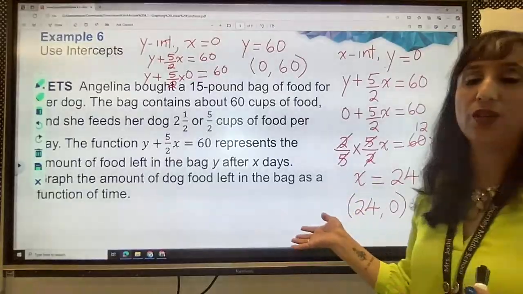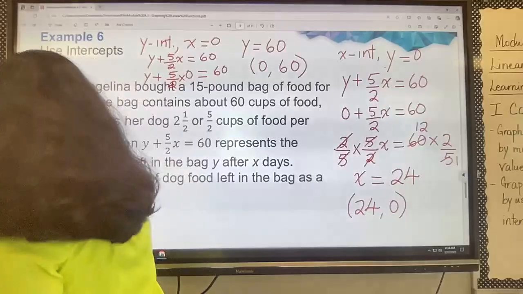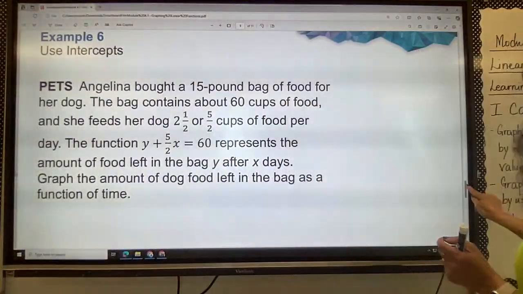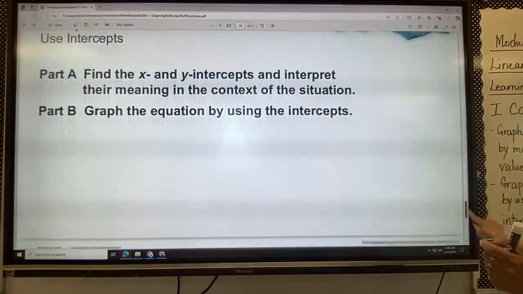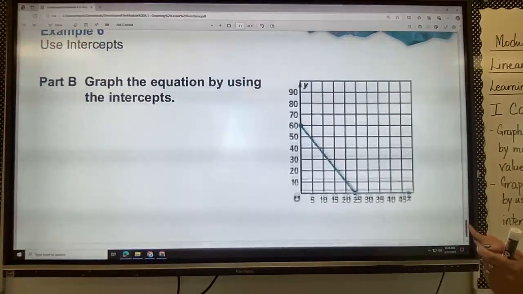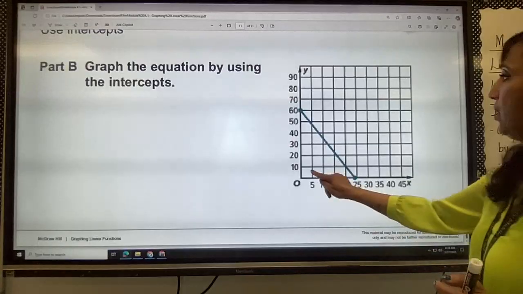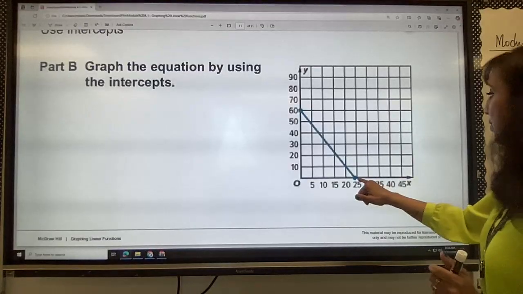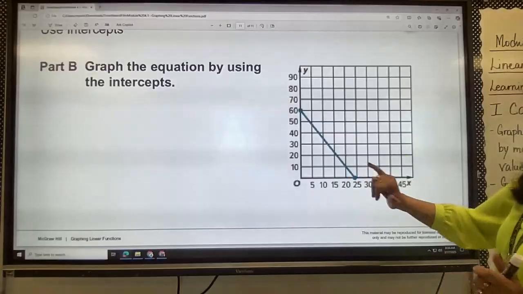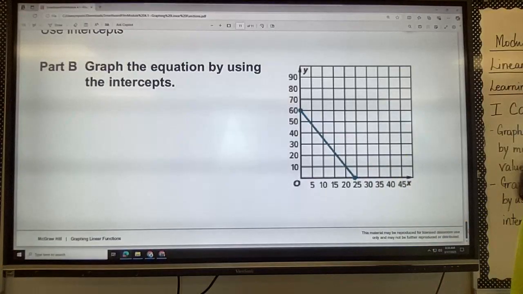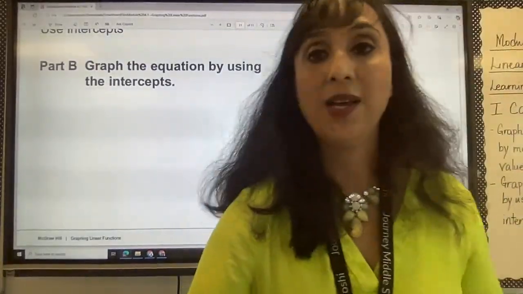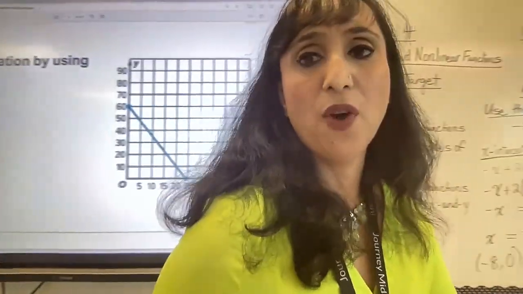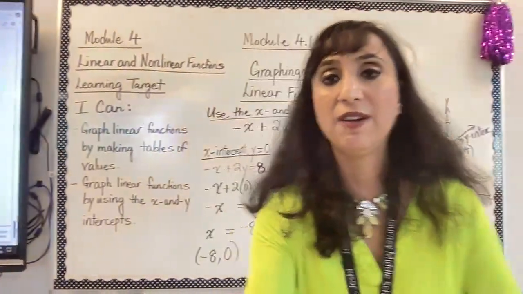So let me just show you the graph now. I have already created it. So here you go, here's the graph. So look, (0, 60), and then I had my x-intercept, which was (24, 0), and then I just connected it with a line. Okay? So that concludes module 4.1, graphing linear functions.